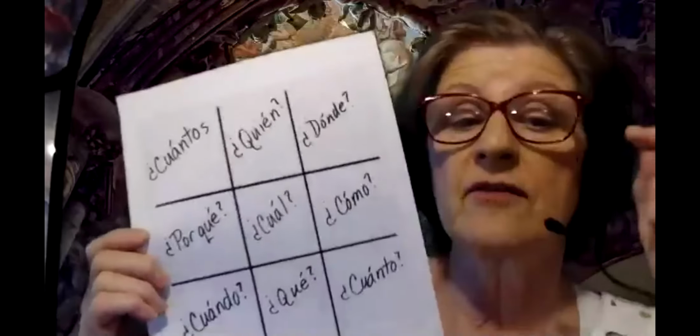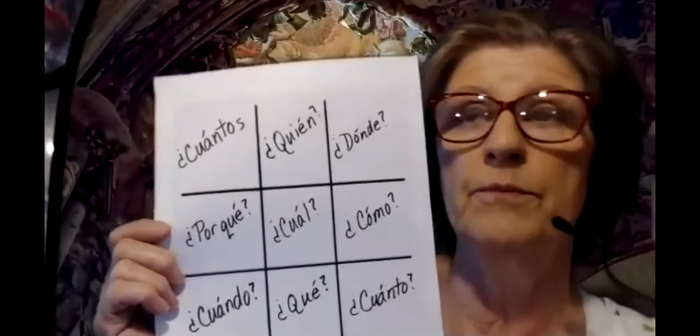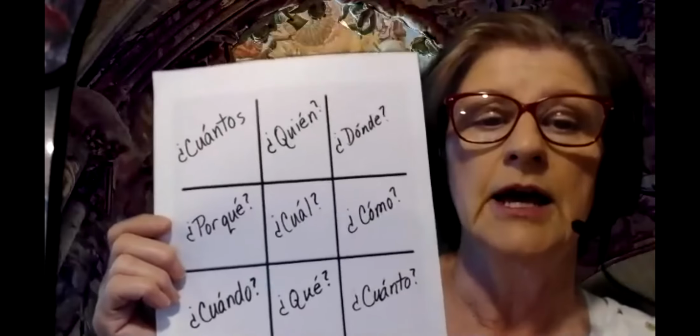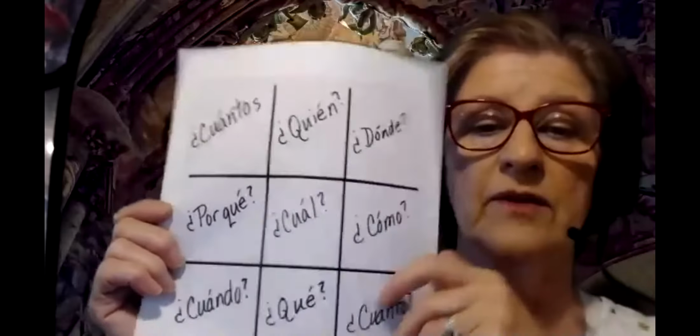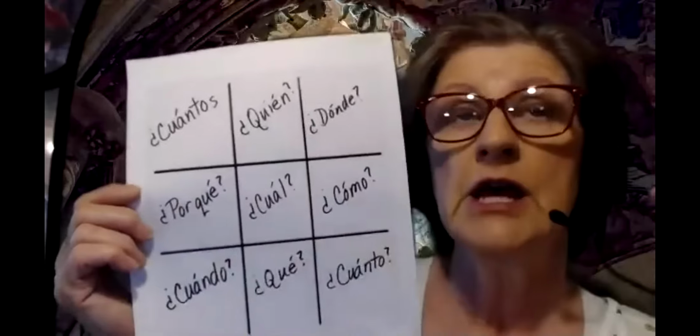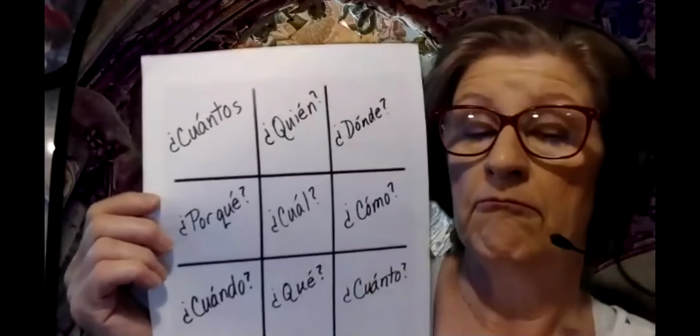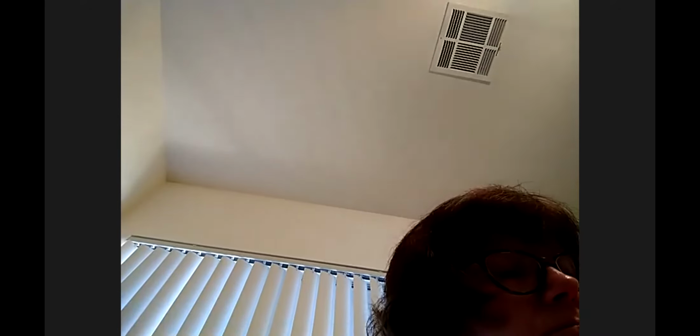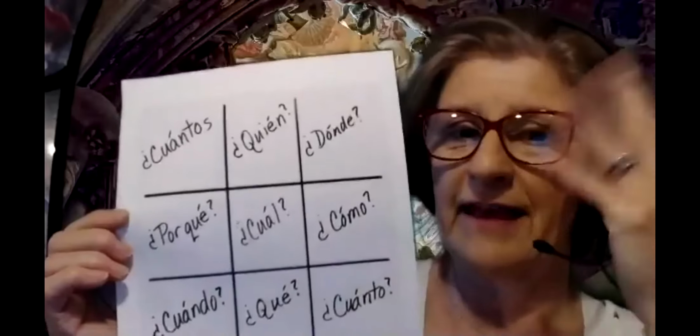Mine is a little bit different than what you're going to see in the video, because there were a couple of items that I wanted you to practice instead of the ones shown in the video. So we've got cuántos, how many? Okay, something has to be countable. ¿Quién? Who? Muy bien. ¿Dónde? Where? ¿Por qué? Why? Okay. ¿Cuál? Which? We'll come back to that in a minute.